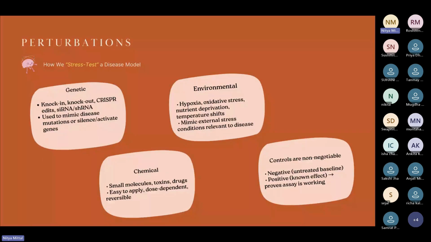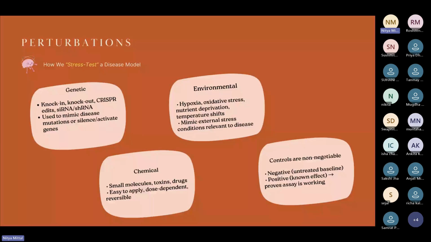all of which would help you mimic the disease mutation or silence or activate certain genes. And in terms of chemical, dosing them with a stressor or a drug essentially will also inhibit or activate pathways. You can do that by using small molecules, toxins, or drugs. They're actually pretty easy to apply. It's essentially just adding certain concentrations. They are dose dependent, so the readout becomes dose dependent curves, and you would see at different doses the cell survival rate, the cell toxicity rate. And usually these are reversible depending on the concentration of the drugs, toxins, or the small molecule.